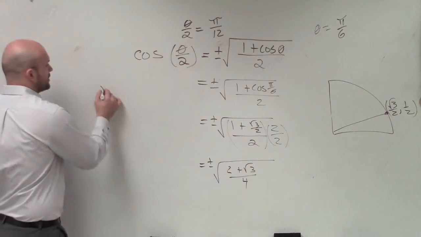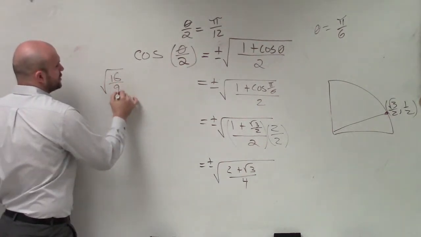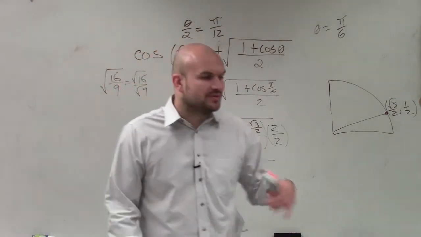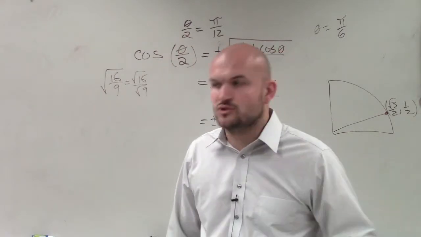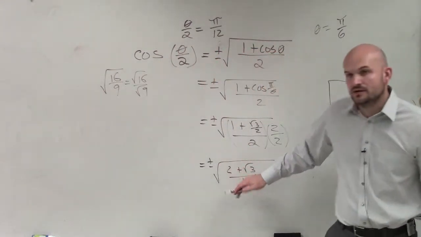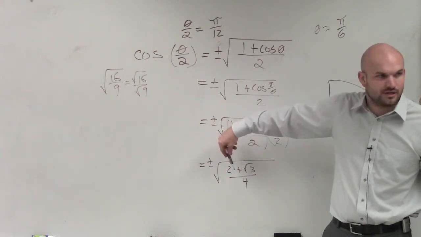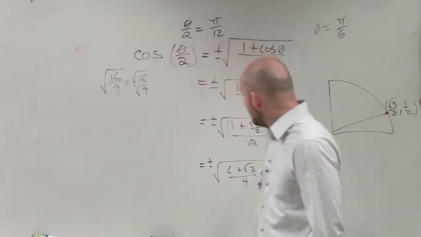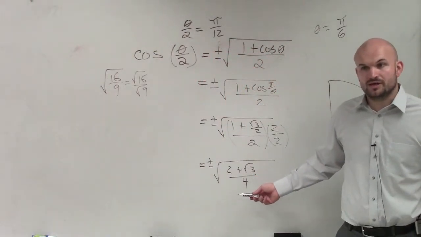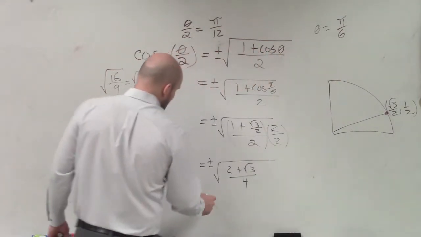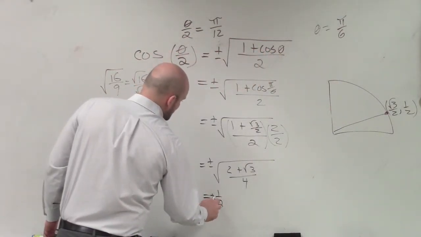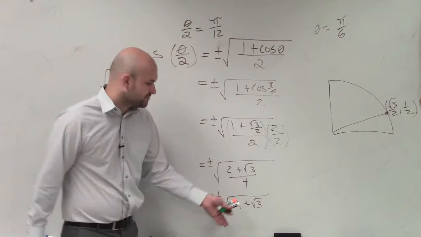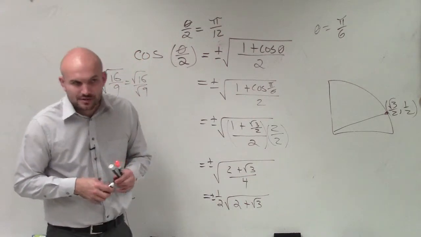Now, when you are working through a problem, please note that the square root of 16 over 9 is the same thing as the square root of 16 over the square root of 9. You can apply the square root across division and multiplication. However, in this numerator, this is being separated by addition, and you cannot distribute the square root across addition and subtraction. But I can take the square root of 4, which is going to be 2. So I can rewrite this as 1/2 plus or minus 1/2 times 2 plus the square root of 3. Or you could just rewrite it as the square root of 2 plus square root of 3 divided by 2, whatever really works for you.